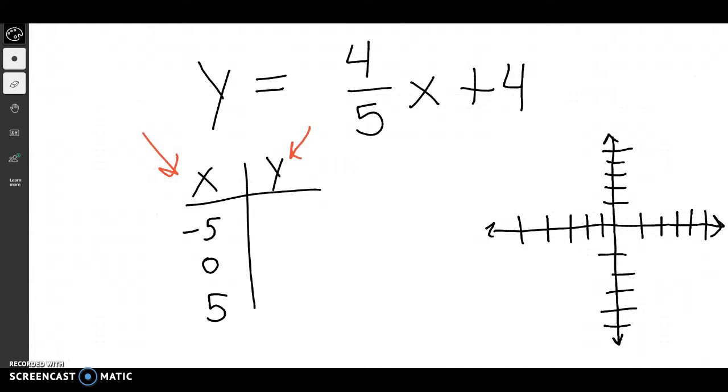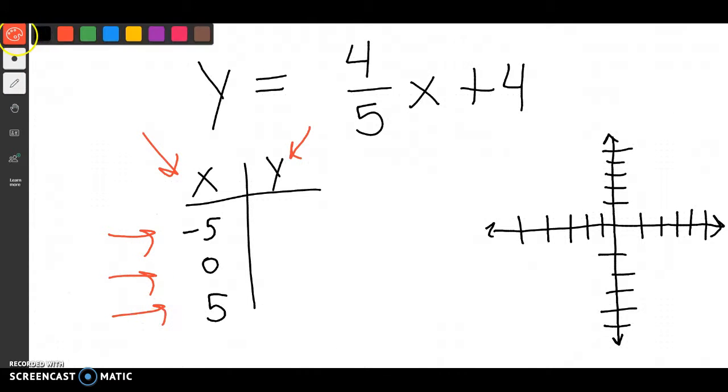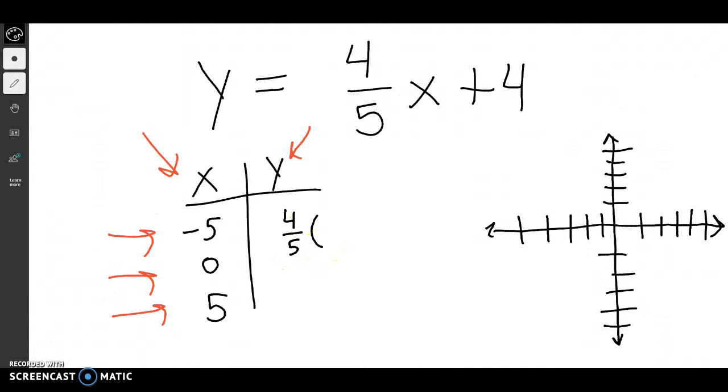So in this case, I picked -5, I picked 0, and I picked 5. And so we are going to use those and figure out what answers I would get. So if I throw in -5, I have 4/5 times -5, plus 4. Now a lot of you probably are like, oh gosh, we have fractions. How am I going to deal with these fractions?